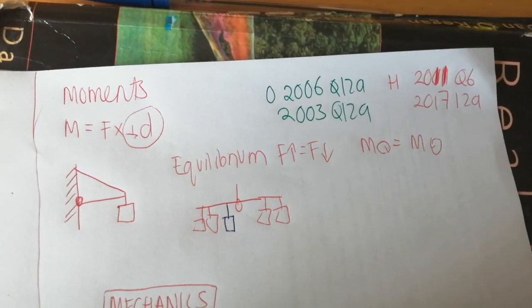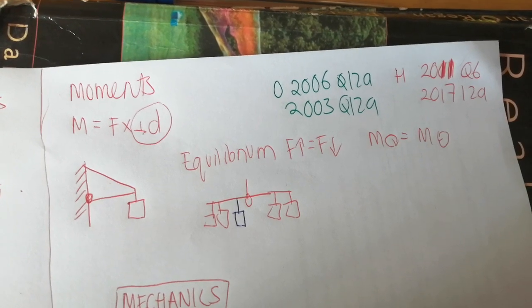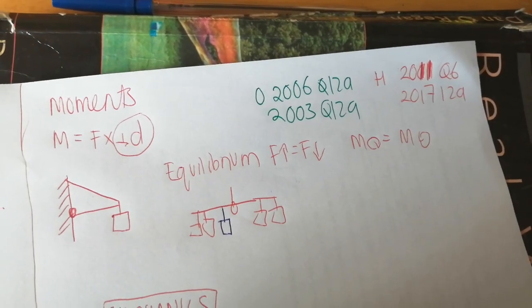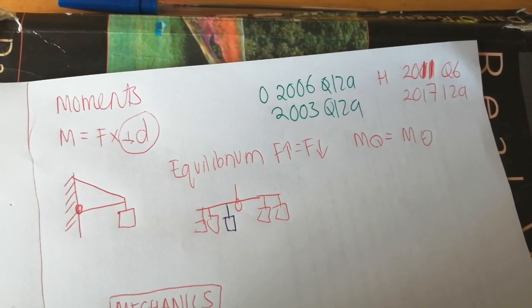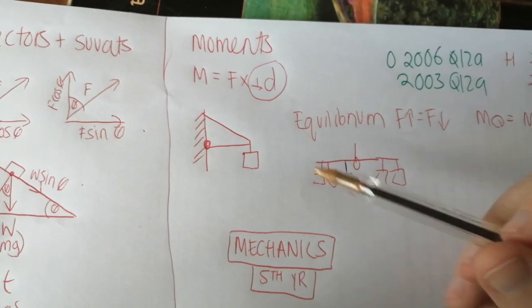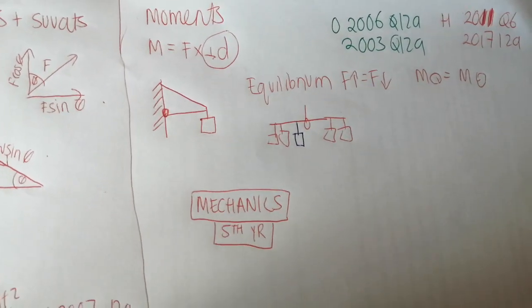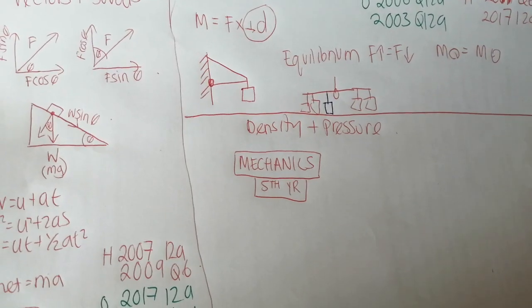Okay, so again, the questions that I want you to do: ordinary level 2006 12A and 2003 12A, higher level 2011 question 6 and 2017 12A, which is based on that picture that I drew over here. So you can pause and do them. Okay, so we're getting there.